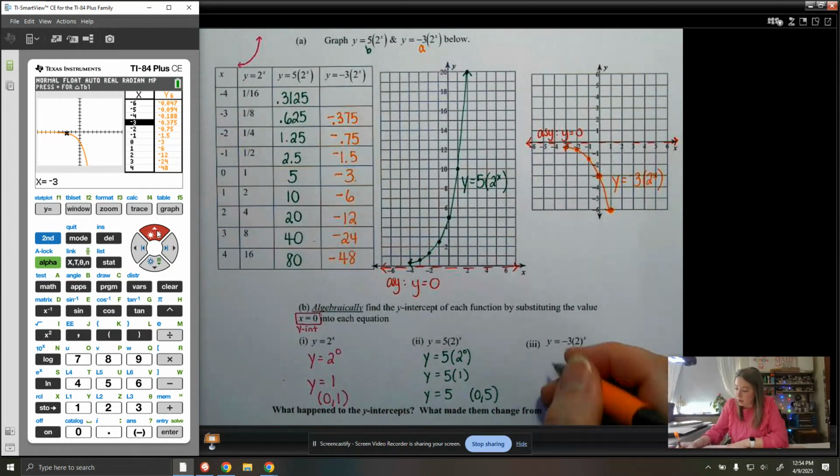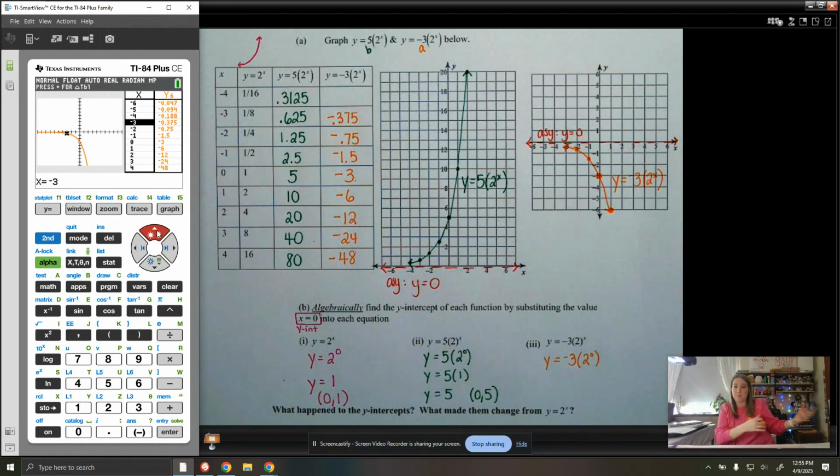And of course, last but not least, it is still 2 to the 0 power, and then we're multiplying by negative 3. So it's negative 3 times positive 1, giving me that a value, and that a value telling me my y-intercept.